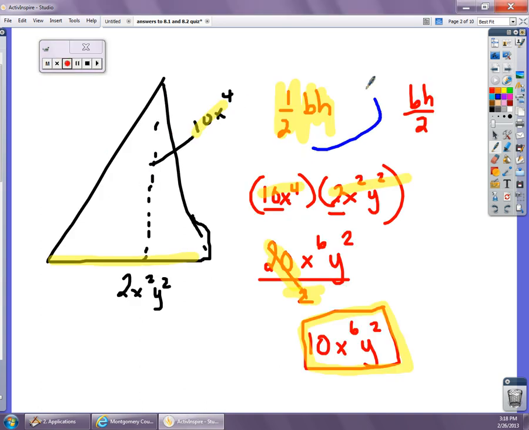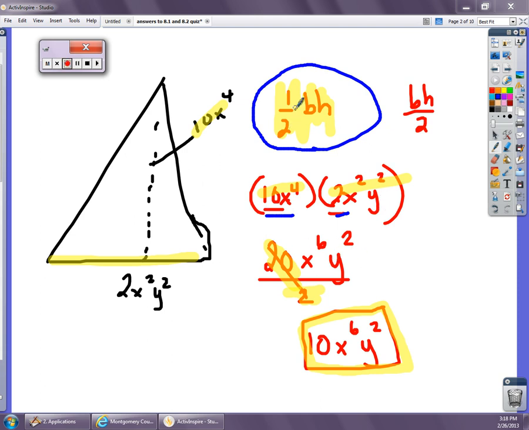Next one, the area is 1/2 the base times the height. So remember that, first of all, I multiplied the base times the height first. You multiply the numbers, 10 times 2, and you get 20. X to the 4th times x to the 2nd is x to the 6th. Remember, 4 plus 2. And y squared, there's nothing to multiply by.